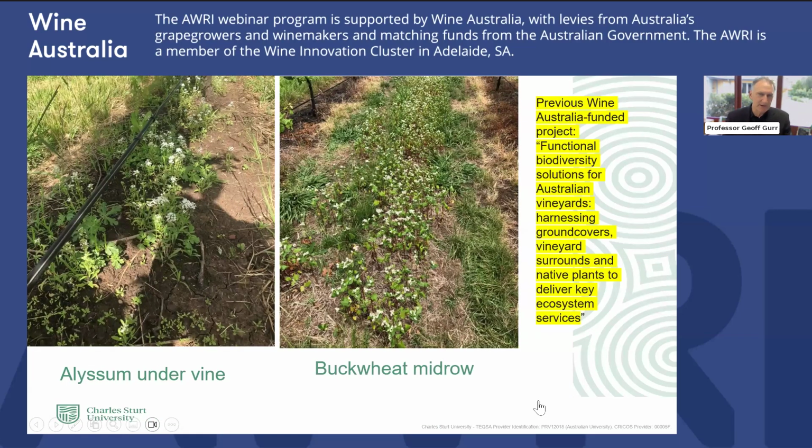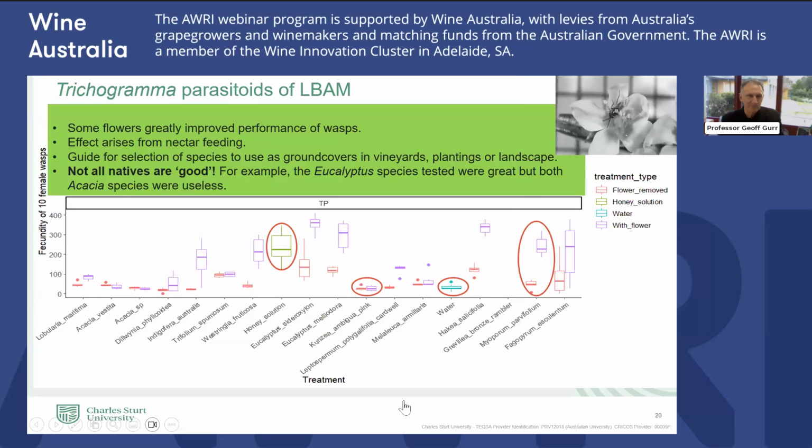Now, to look at a potential alternative, some of you might have attended the webinar I delivered probably about 2 years ago on an earlier Wine Australia funded project, in which we looked at the potential benefits of having undervine plantings or mid-row plantings of various other sorts of plant species, like buckwheat or alyssum. And the benefits of these plants is that they produced a very large amount of nectar, which was suitable for various parasitic wasps and other beneficial insects.